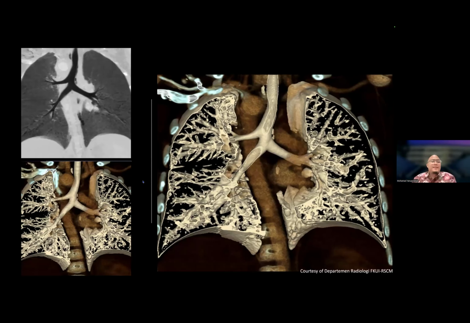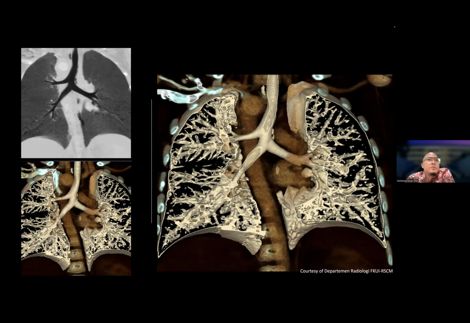So, okay. This is one anomaly that we see sometimes. It's not common, but some patients also have this kind of anomaly. So we call it the tracheal bronchus.